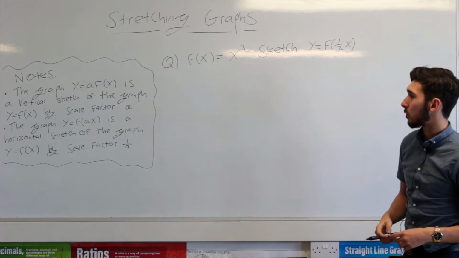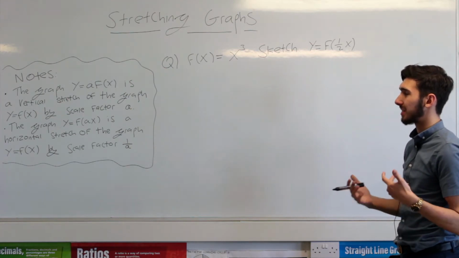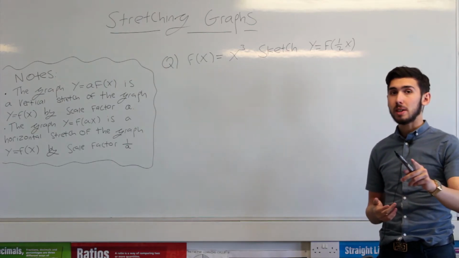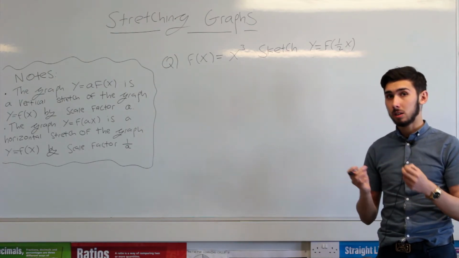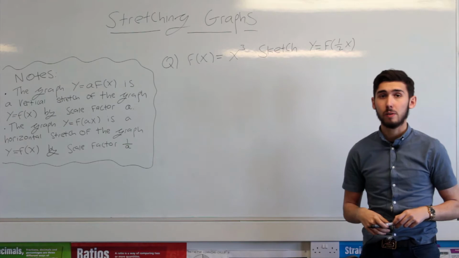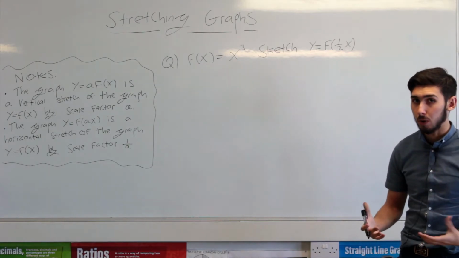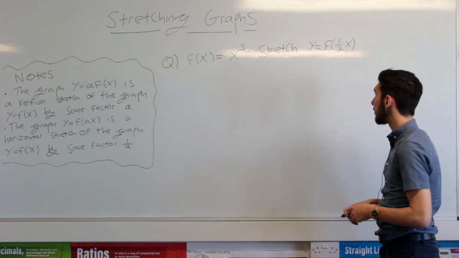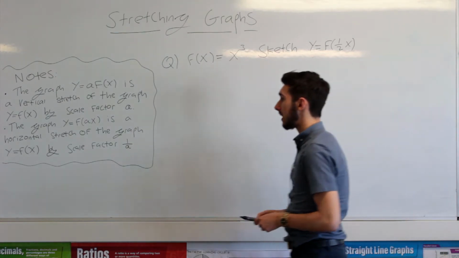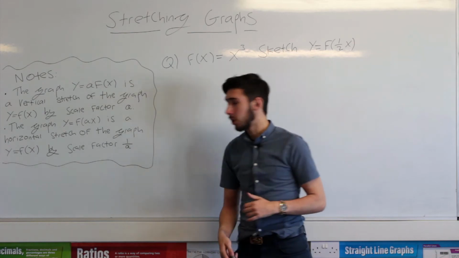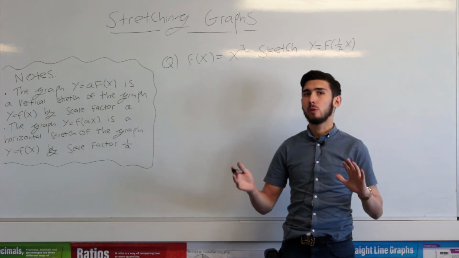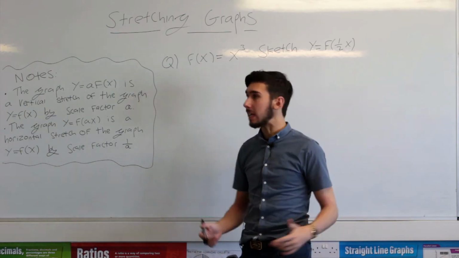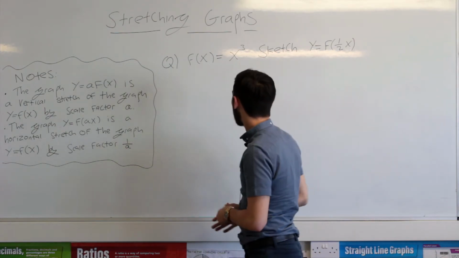And this is a stretch of the graph y equals f of x by a scale factor of 1 over a. So 1 over a half. So don't be confused. 1 divided by a half, 1 divided by 0.5, that's actually the number 2, okay? If you do 1 divided by half, you will get 2. Okay, so essentially this is a horizontal stretch, and it is a stretch of a scale factor of 2, okay? It's actually going to stretch by 2, even though there's a half in there, okay?